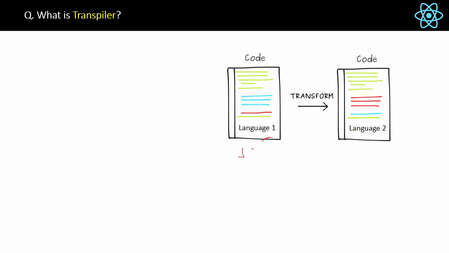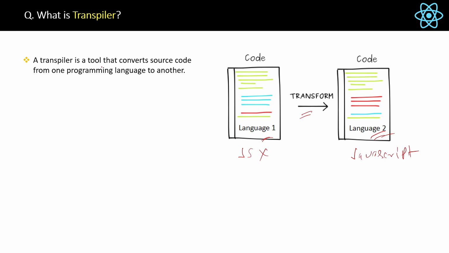What is a transpiler? Many have some confusion about this word transpiler. Okay, so whenever we change the code from one language, for example JSX, to another language, for example JavaScript, this transformation process we call transpiling the code. Okay, and the tool which is used to transpile the code is called a transpiler. For example, Babel is a transpiler, because it converts JSX to JavaScript. So the definition of a transpiler is: a transpiler is a tool that converts the source code from one programming language to another programming language. That's it.